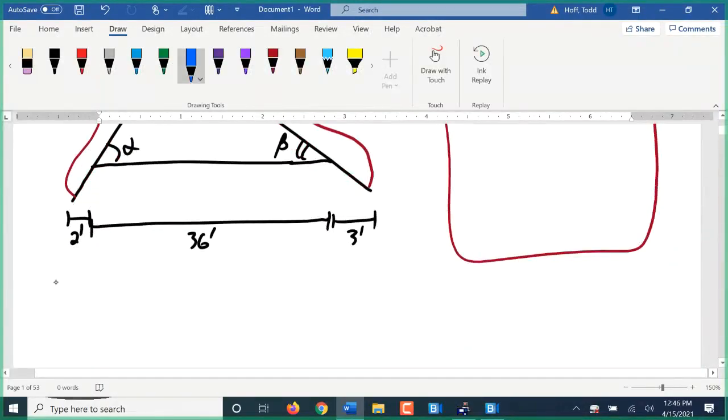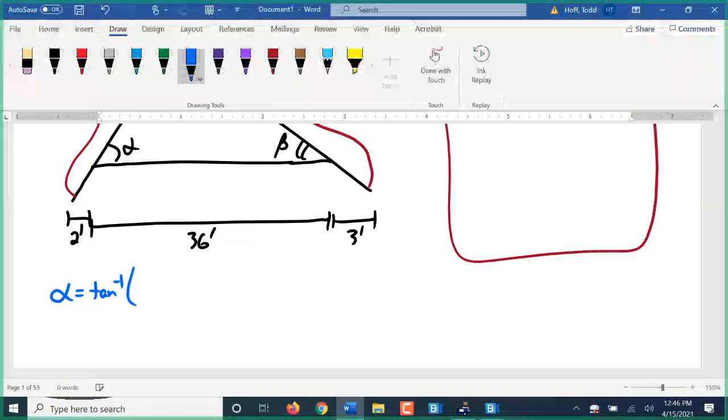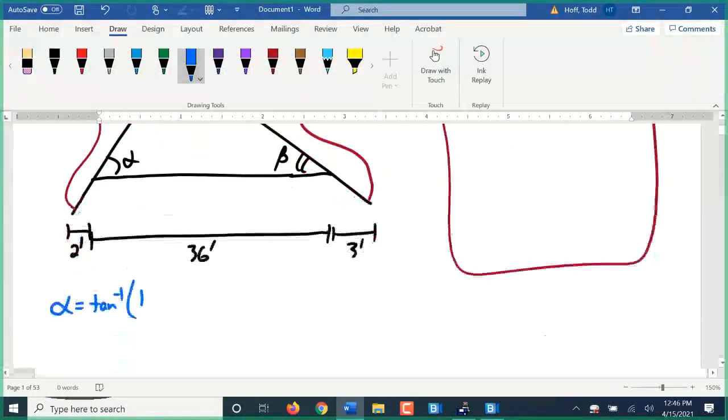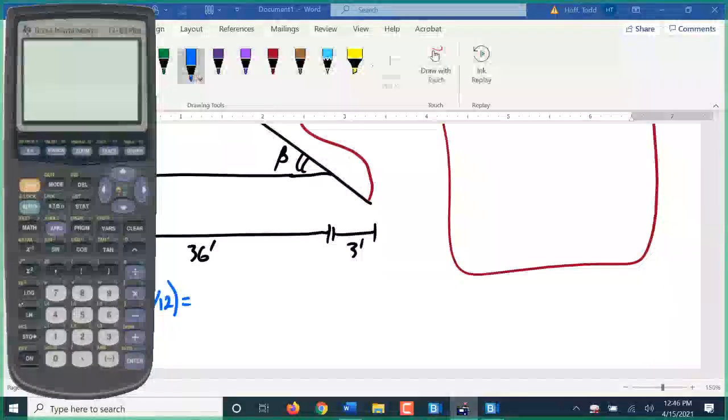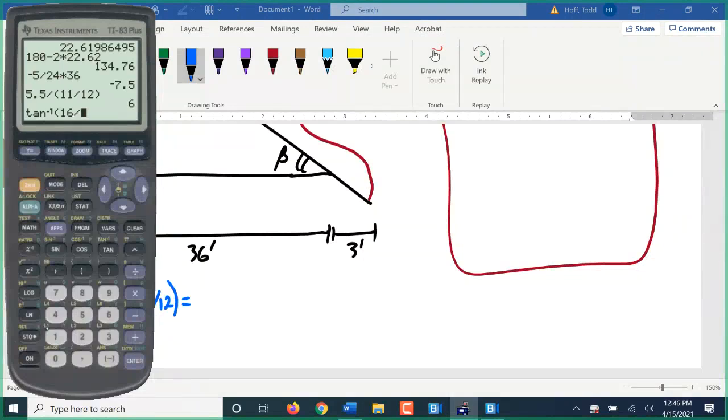So for right now, angle theta. Well, angle theta is a heel angle. So it's just going to be the inverse tangent of that slope, which is 16/12, which I know we just did is 53.13 degrees.